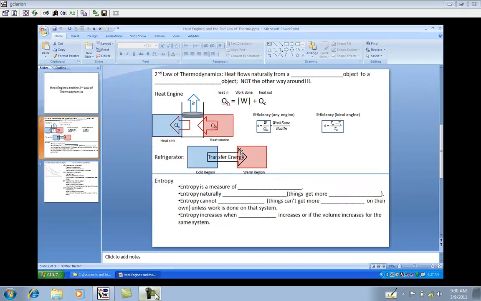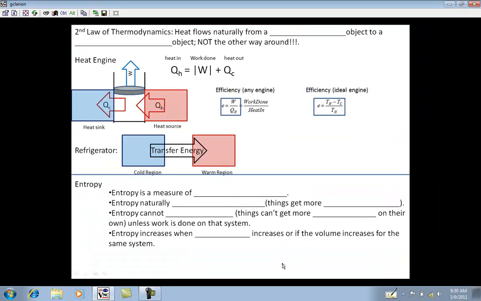Okay, so the second law of thermodynamics says heat flows naturally from a hot object to a cold object, and not the other way around.